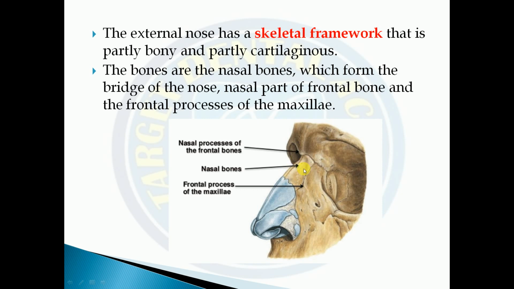The bones are the nasal bone, which forms the bridge of the nose, and also the nasal part of the frontal bone, that is the nasal process of the frontal bone, and the frontal process of the maxilla.